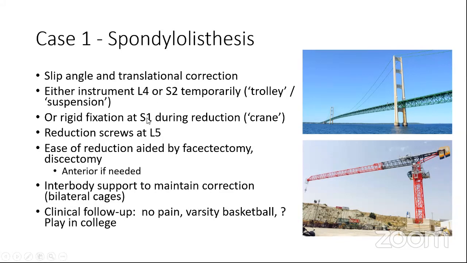I think that the traditional notion of two points of fixation, either one above and one below, which I would call the trolley concept, and then lifting L5 back, or two points distal, which is S1 and S2, maybe we don't need to do, especially if we're not going to leave screws in L4. So the concept here was putting the screw in at S1 and tightening it temporarily so it was not reduced at L5, and then tightening the set screw at L5 to lift L5 backwards, and then putting in your cages. So bilateral interbody support, reduction screws used at L5, but no instrumentation even temporarily at L4. And then she's gone on to do very well so far.